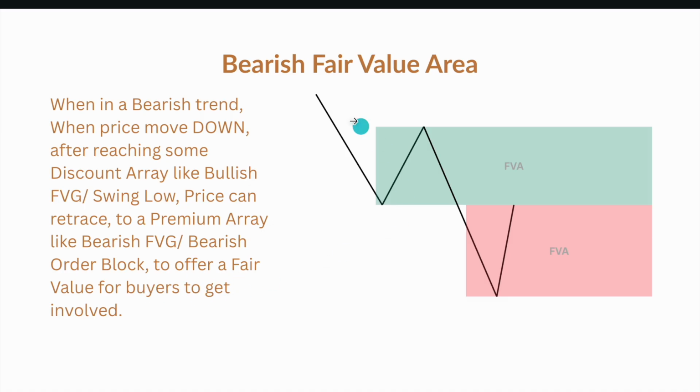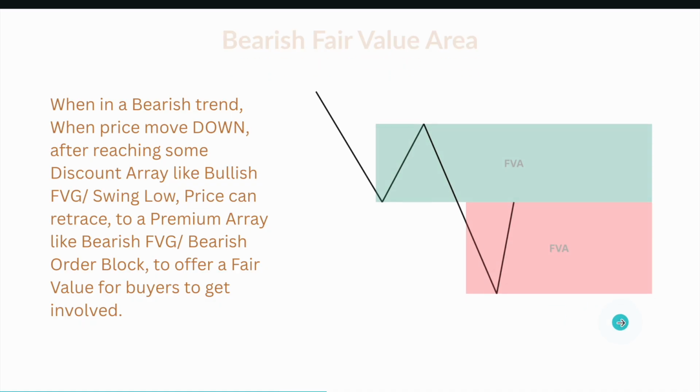Because when price was going down, sellers were actively involved. By offering a fair value, the market is giving buyers a chance to get involved. Once fair value is offered, price can again continue in the original trend direction. Once it reaches another PD array, it can again retrace till the previous swing low to offer fair value and continue the downward journey again.